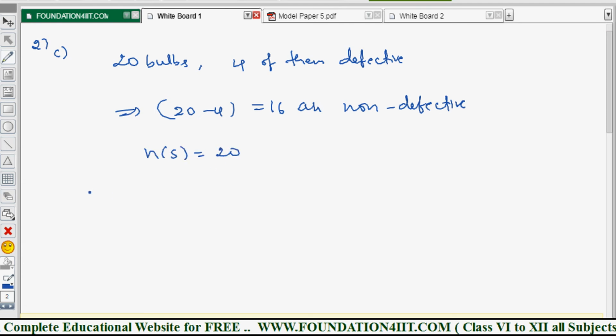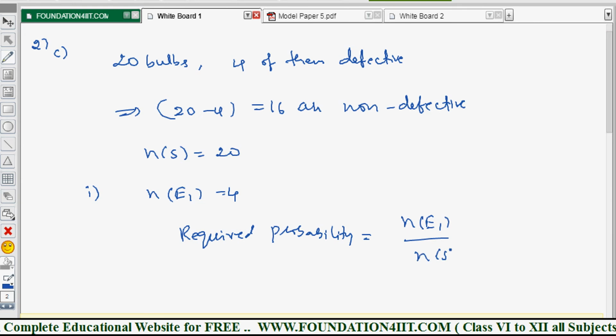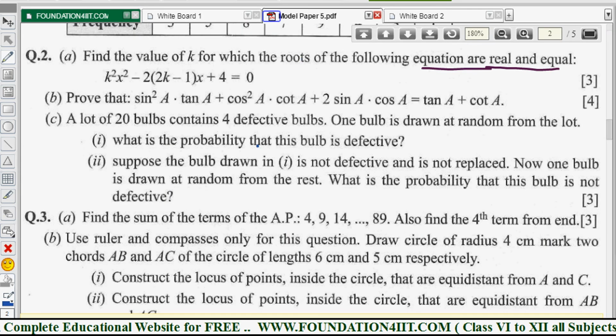Now the sample space n of S is equal to 20. Total bulbs are 20. The number of favorable cases is 4, so n of E1 is equal to 4, because they are asking for the probability of defective. Therefore the required probability is n of E1 by n of S, so 4 by 20, which cancels to 1 by 5. 1 by 5 is the probability that the bulb is defective.